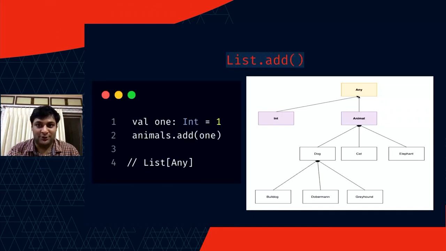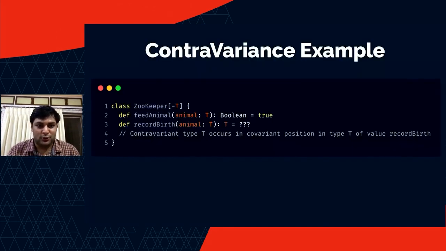Contravariance example now. Let's say we want to implement a function like recordBirth for an animal type, which gives a type T. Definitely it should give a type T because the offspring will be of the same type, isn't it? But we are getting this particular error: contravariant type T occurs in covariant position in type T of value recordBirth.